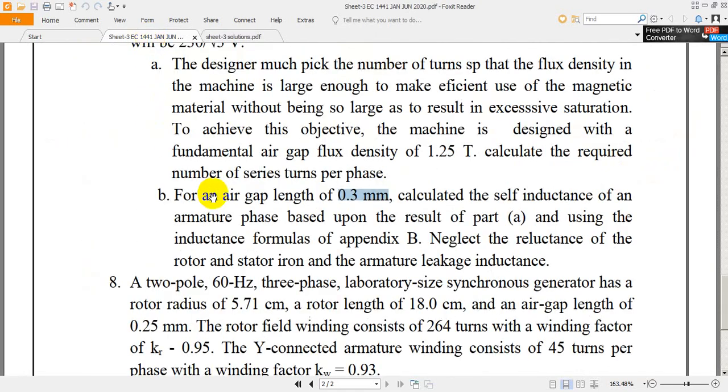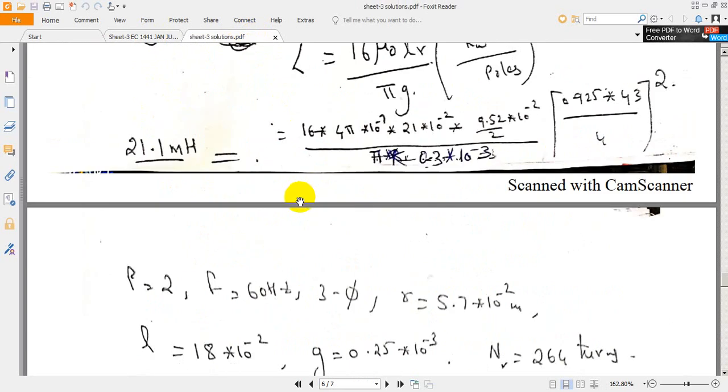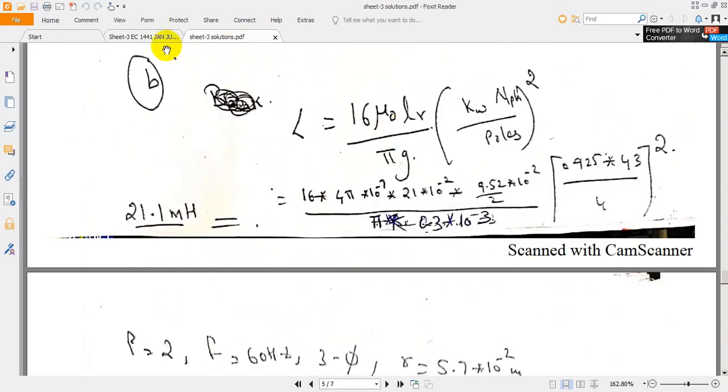We have evaluated the number of turns per phase and also we have evaluated the inductance, the leakage inductance. See, we have evaluated the inductance of the machine, L.